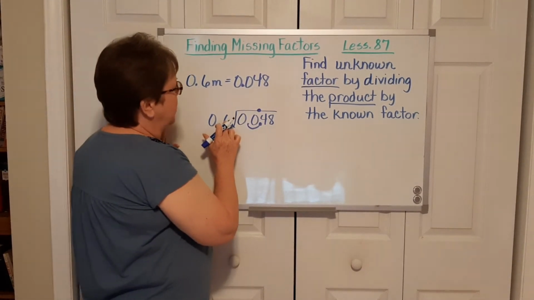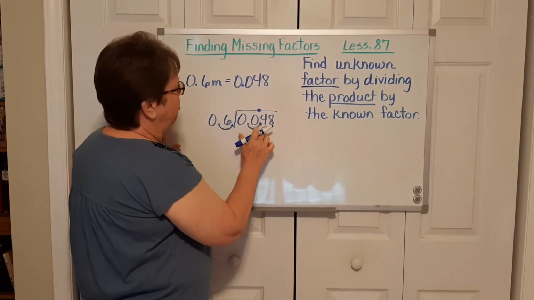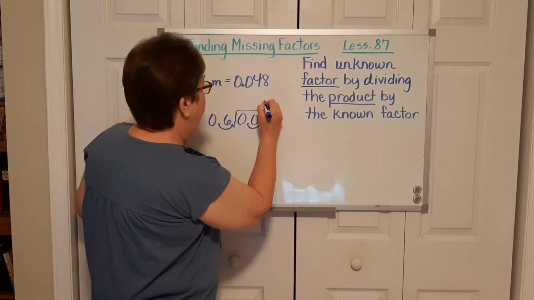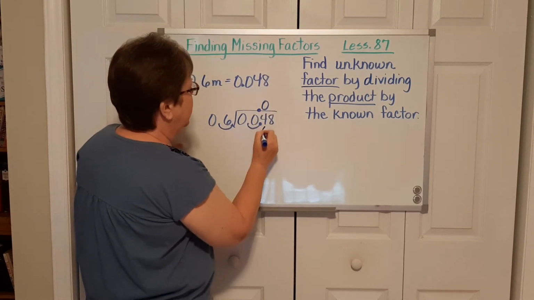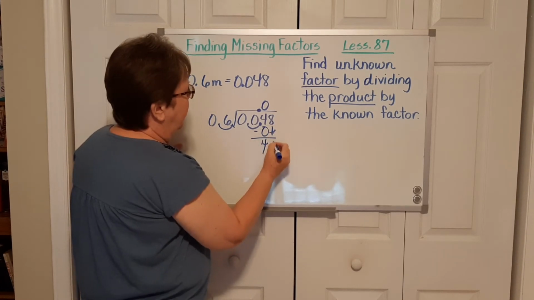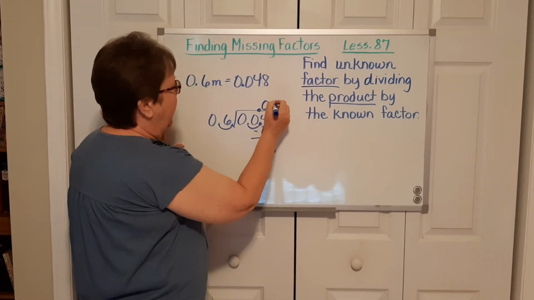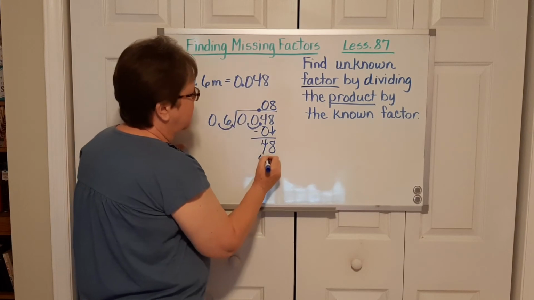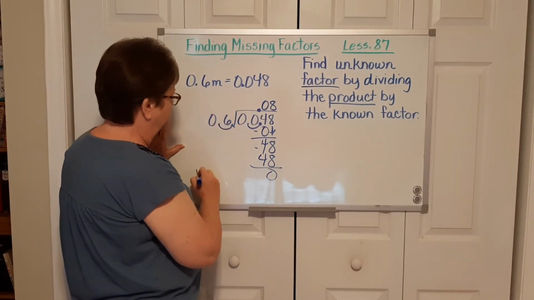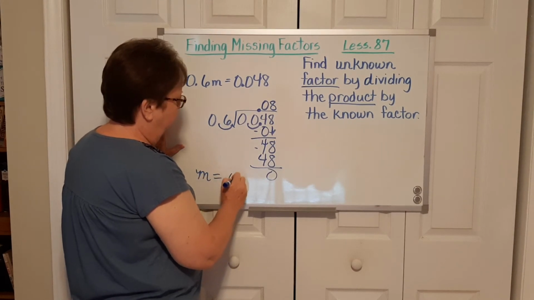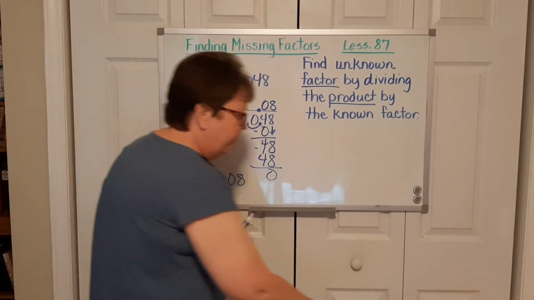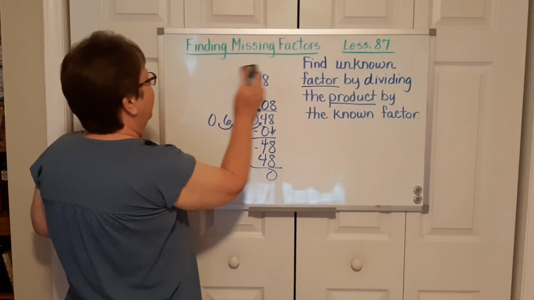Now, 6 can't go into 4, so it would be 0. 0 times 6 is 0. Subtract, you're going to get a 4. Let's bring down our 8. 6 goes into 48, 8 times, because 8 times 6 is 48. So here our unknown factor, our m, is equal to 0.08. All right, let's do one more.